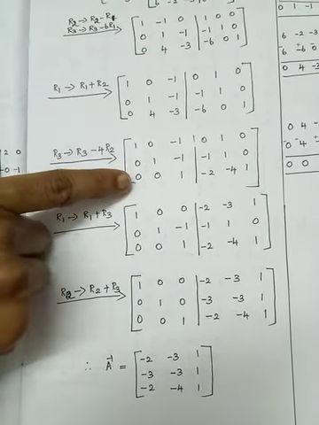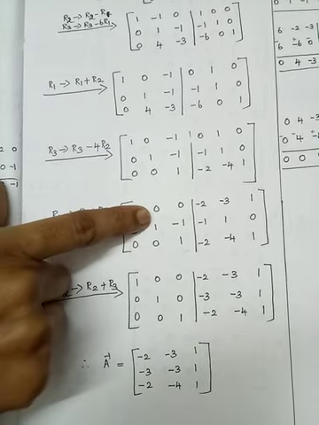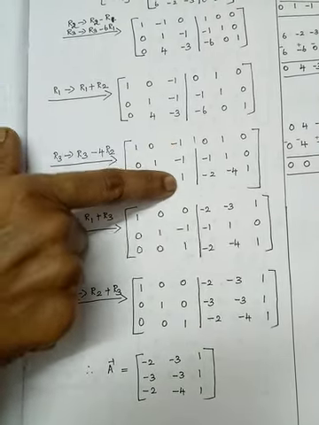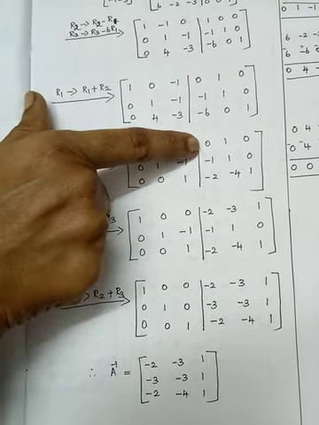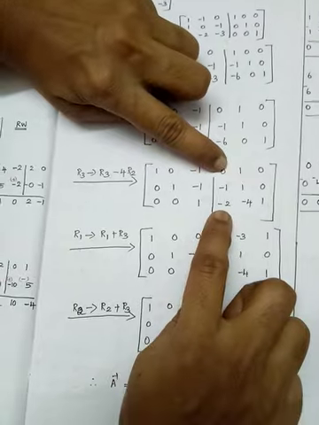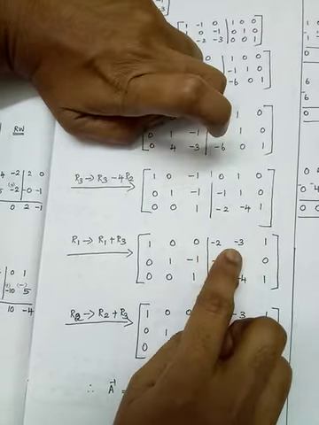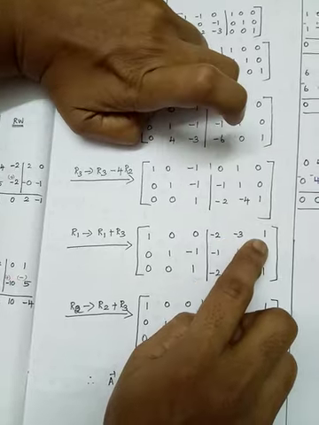Okay. 1 plus 0 is 1. 0 plus 0 is 0. Minus 1 plus 1 is 0. In the same way you see R1 plus R3. R1 element is 0, R3 element is minus 2. When you add, it is minus 2. 1 minus 4 is minus 3. 0 plus 1 is 1.